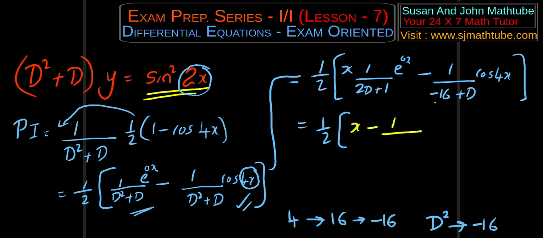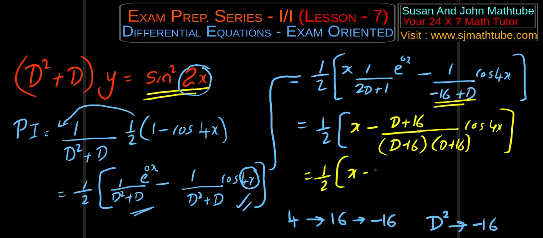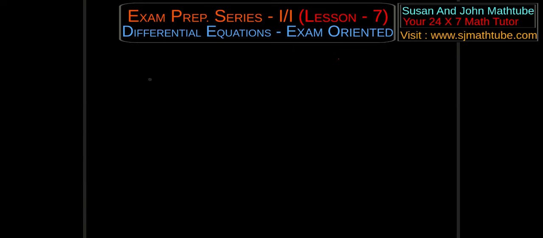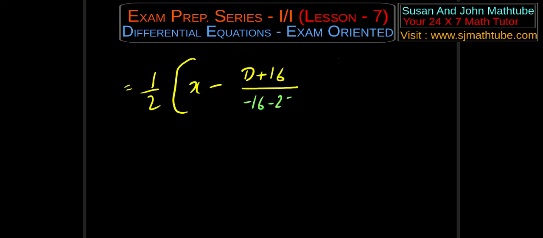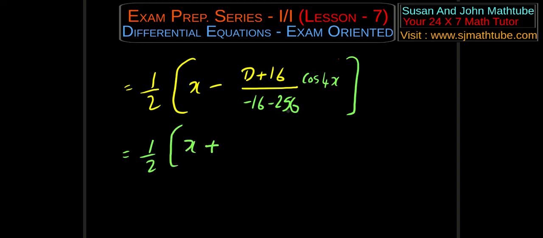Minus 1 by, can you see D minus 16? So I multiply by the conjugate D plus 16. And the denominator becomes (D minus 16) times (D plus 16) of cos 4x. And that will be equal to 1 by 2 [x minus (D plus 16) by (D square minus 256)] cos 4x. And that will be equal to 1 by 2 into [x minus (D plus 16) by, what will you do with this D square? You're supposed to replace D square with minus 16. So minus 16 minus 256] of cos 4x. And that's equal to 1 by 2 [x plus 1 by 272 (D plus 16) of cos 4x].